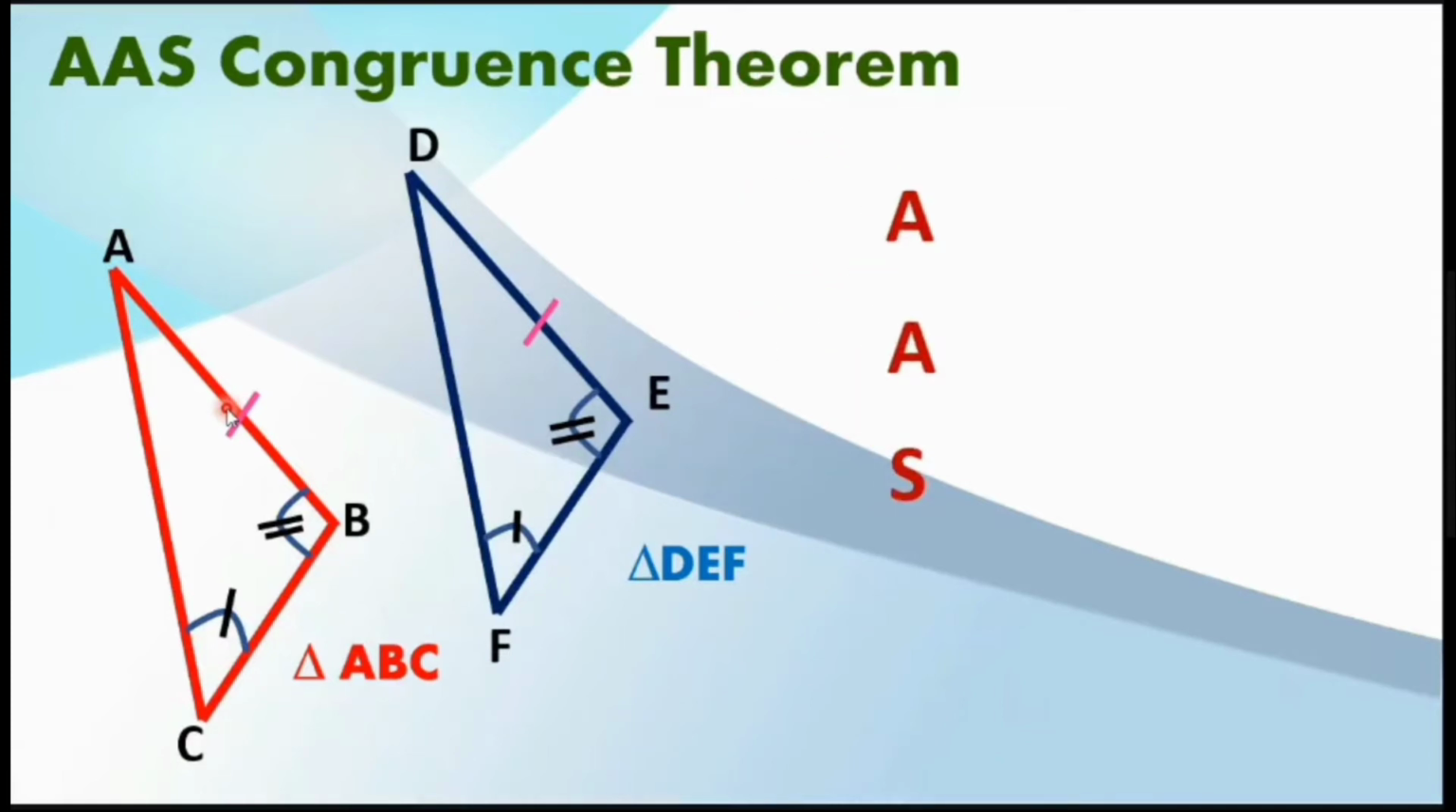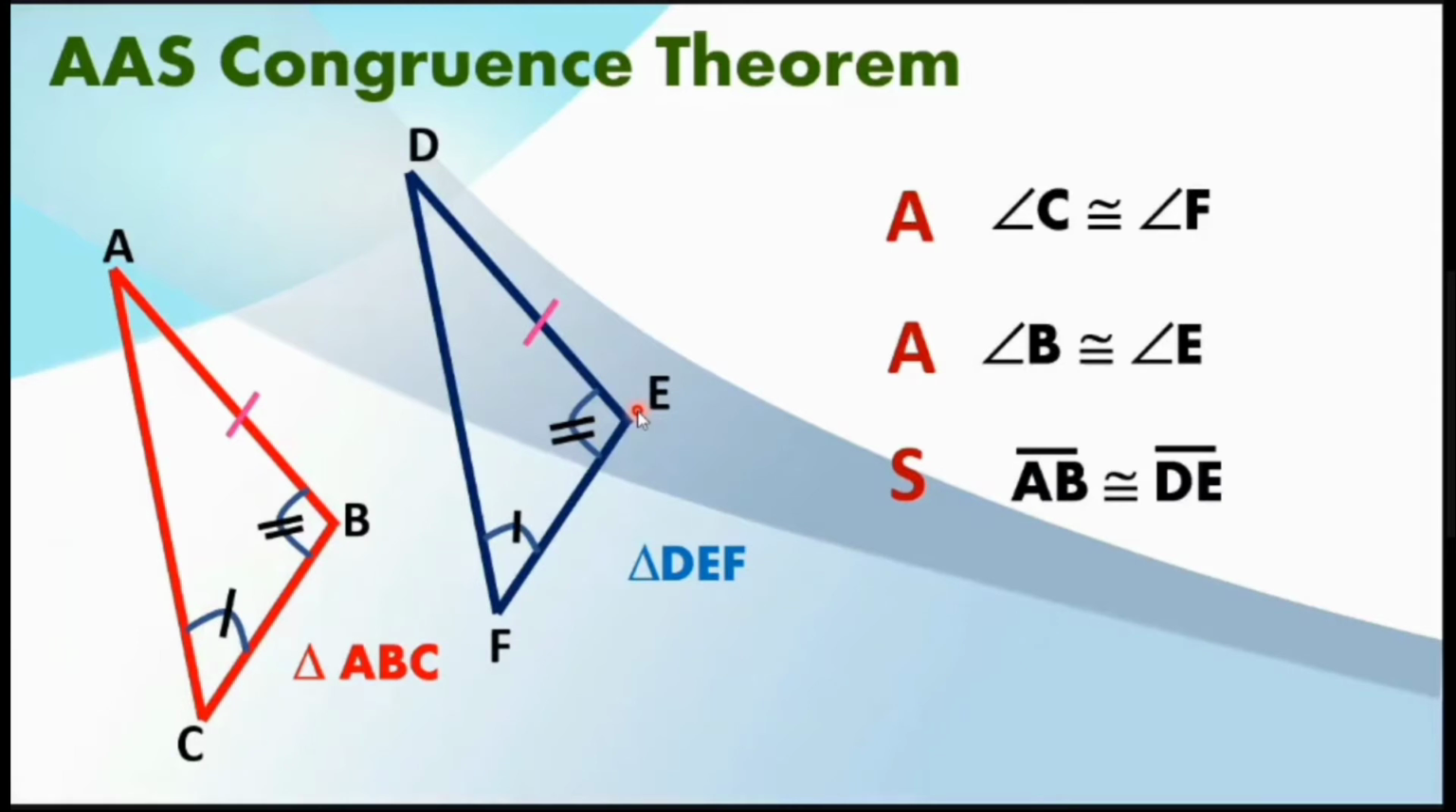AAS Congruence Theorem. First, we have angle C corresponds to angle F, or we can say angle C is congruent to angle F. Next is angle B corresponds to angle E, or angle B is congruent to angle E. And finally, we have side AB corresponds to side DE. Therefore, we can say that side AB is congruent to side DE.